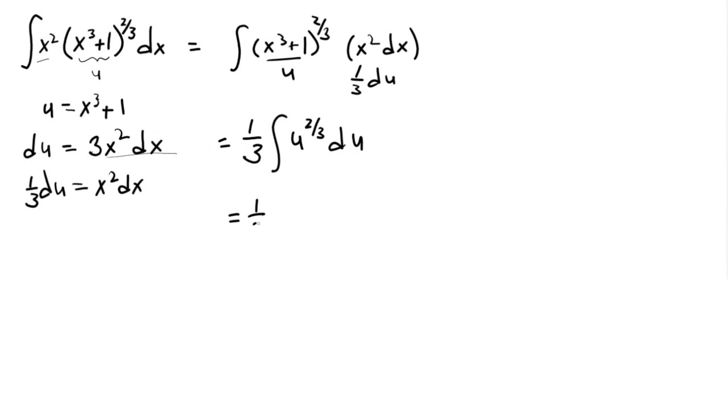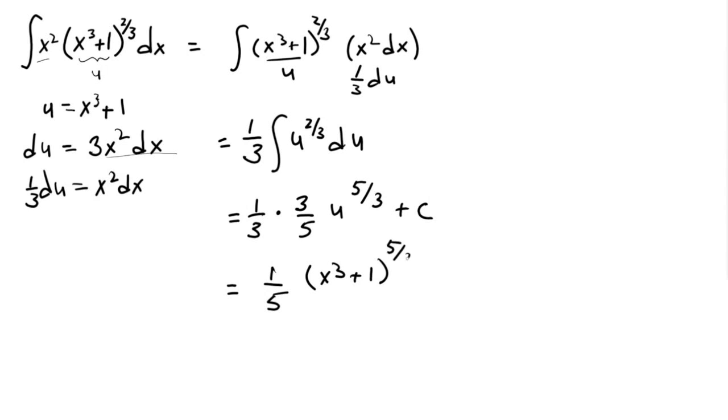Right, so the 1/3 just carries along. And then what do I do here? I have to add 1 to this. That becomes 5/3. So that is 3/5 u to the 5/3 plus c. Alright, and then I can clean up my fractions here. That's now 1/5. U is x to the third plus 1 to the 5/3 plus c.